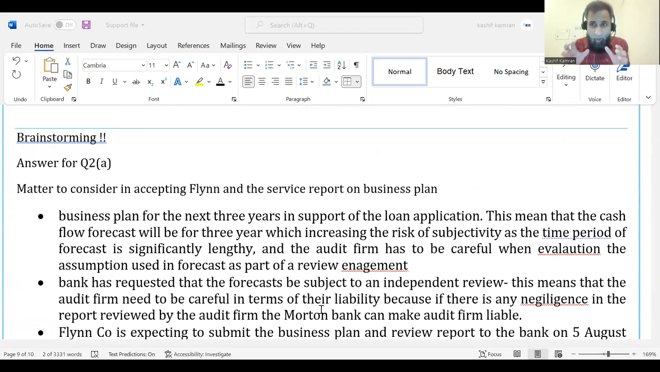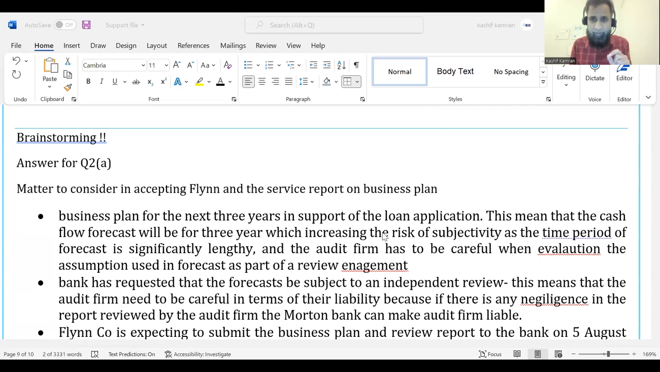Now, I cannot write a generic point. I can still write a point of competence. I can still write a point of resource. I can still write the point of deadlines. But see how I linked things with the case study. Now, does the audit firm have competence to offer this review service? Just look at this point here carefully.